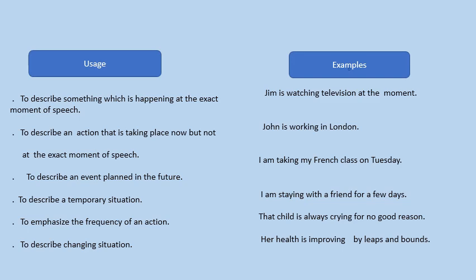Next, to describe a temporary situation, like I am staying with a friend for a few days. Next, to emphasize the frequency of an action. That child is always crying for no good reason. Last is to describe changing situation. Example, her health is improving by leaps and bounds.